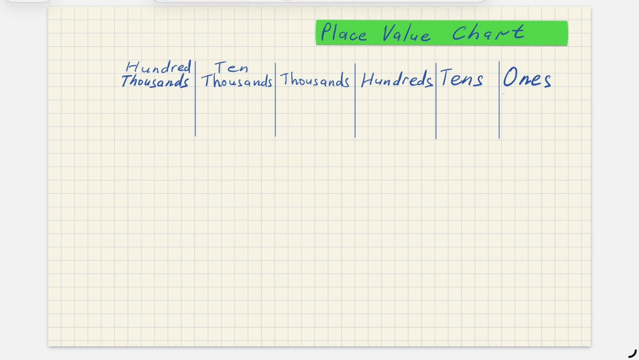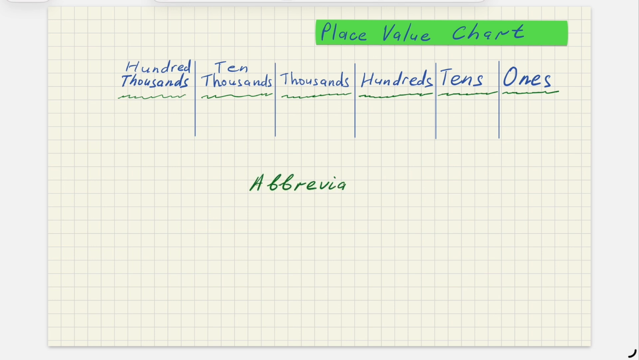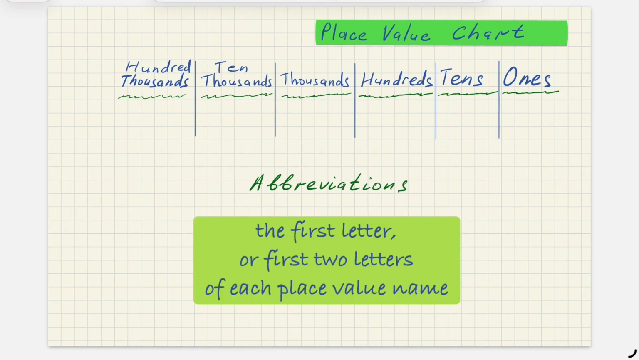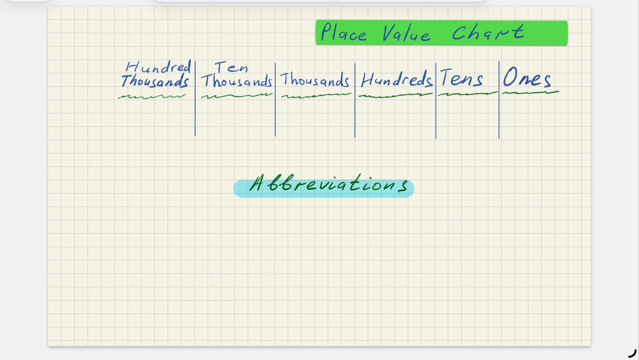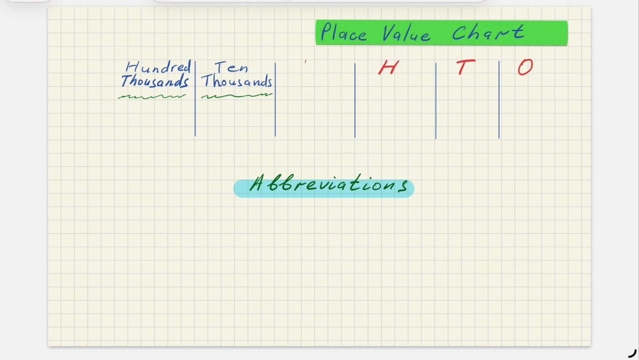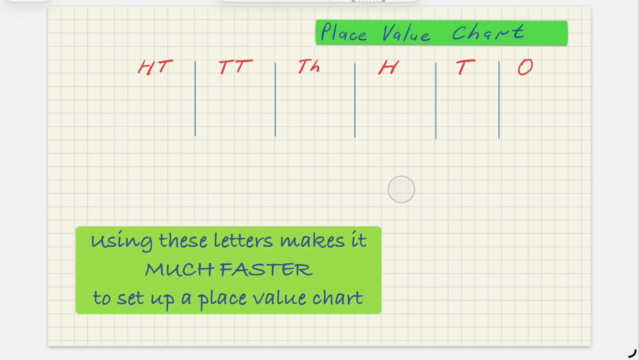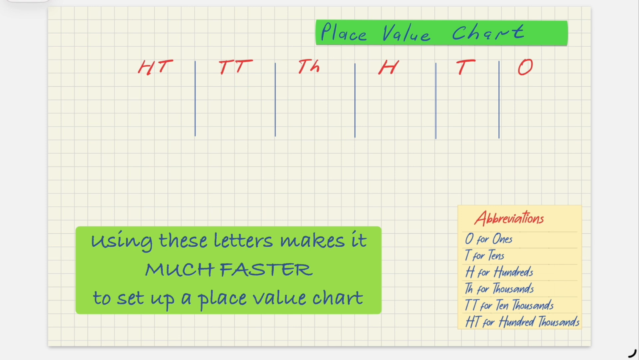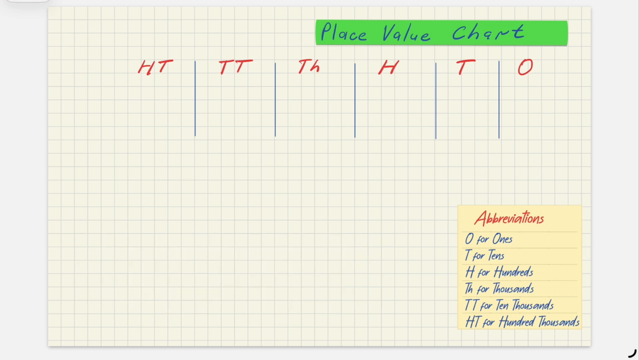It takes time to write out the full words, ones, tens, hundreds, thousands, and so on. To make this easier, it is better to use abbreviations. These are simply the first letter, or the first two letters, of each place value name. Here are the abbreviations we use. O for ones, T for tens, H for hundreds, TH for thousands, TT for 10,000s, HT for 100,000s. Using these letters makes it much faster to set up a place value chart, especially during practice or in a time-Sat arithmetic test.